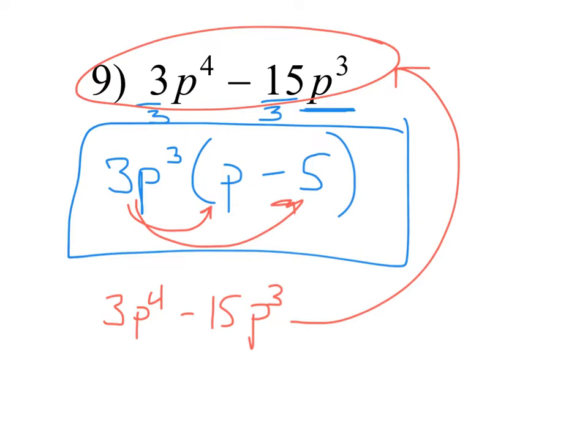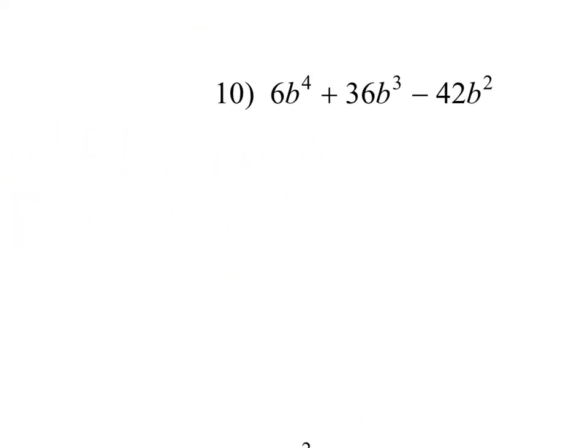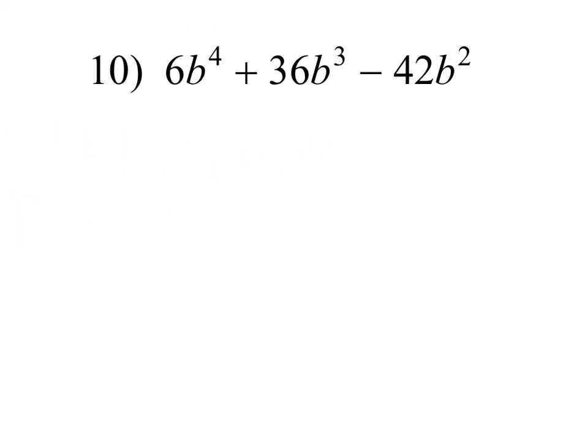Ready for the next one? So what number can we take out here? 6. And how many b's can we take out? 2. Because 2 is our smallest amount of b's here at the end.